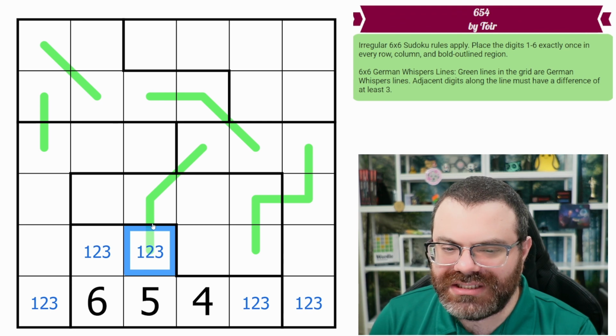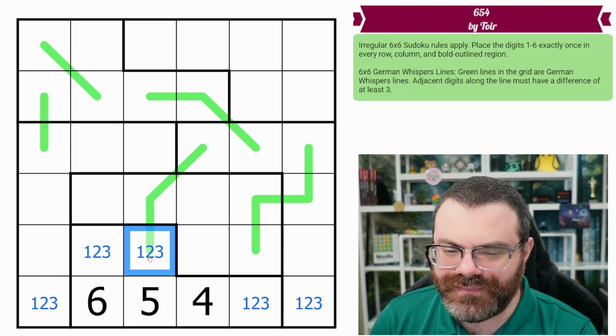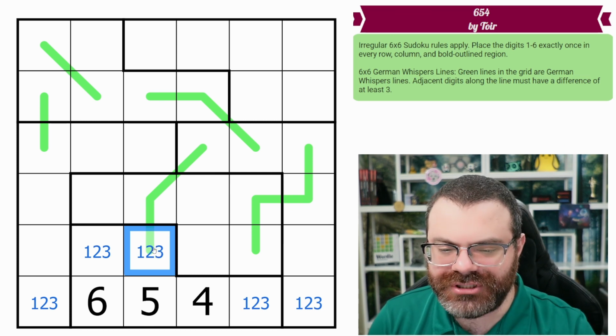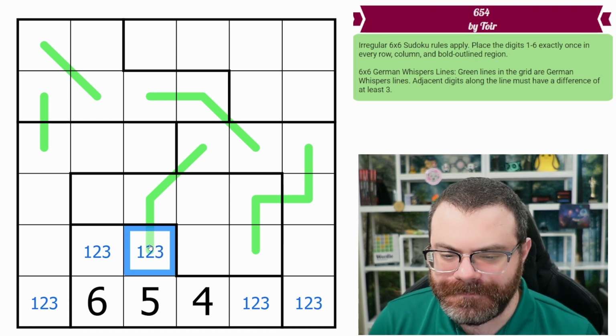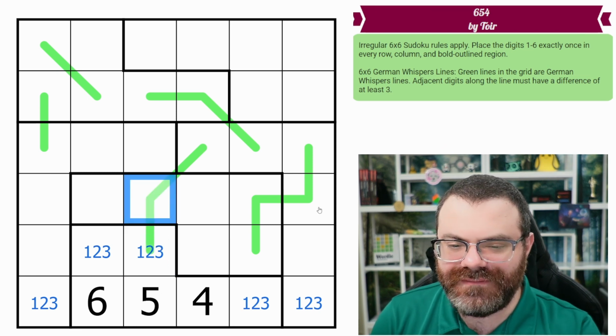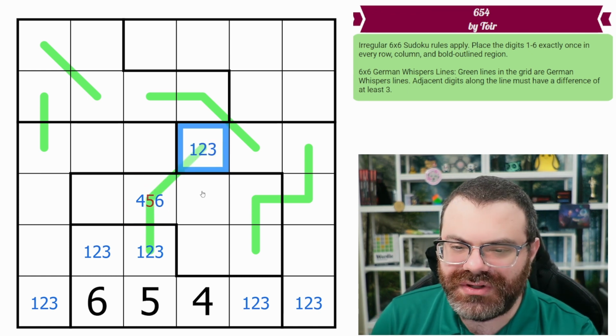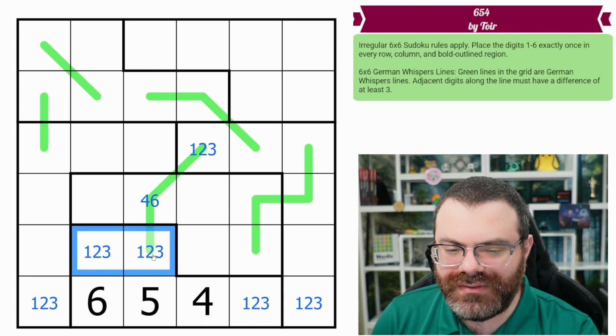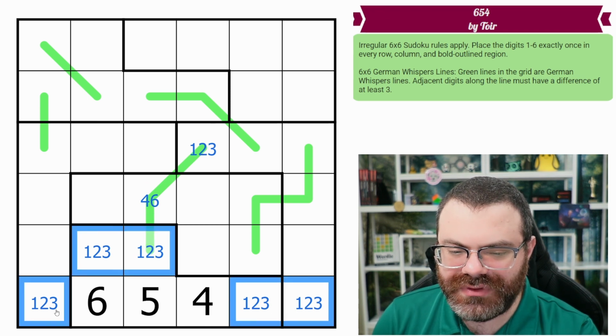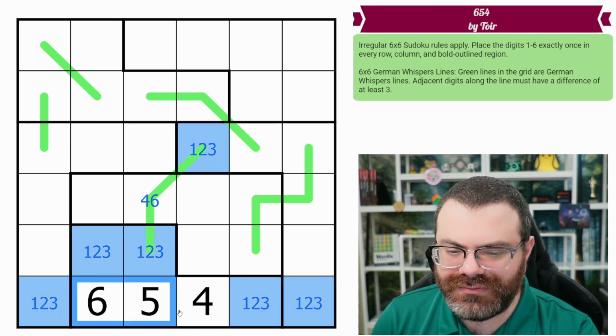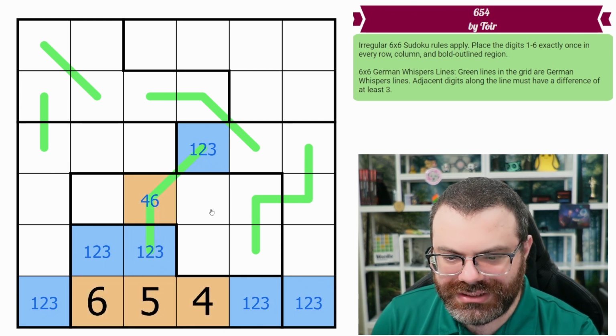With these German whisper lines, by design, because of the difference of 3, when we start at 1, 2, or 3, we're going to have to add 3, because if we subtract 3, we're 0 or lower, which doesn't exist. So we have to add 3, and that brings us to the 4, 5, 6 range. And then from the 4, 5, 6 range, we can't add 3, so we're going to subtract 3, and that brings us back down to the 1, 2, 3 range. So we can represent low digits with blue, and high digits with orange. And go from there.